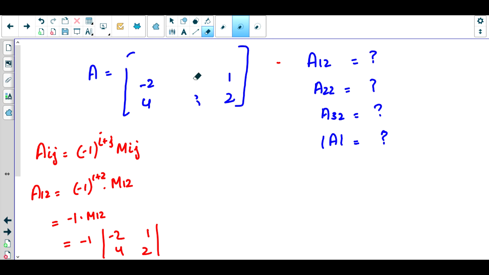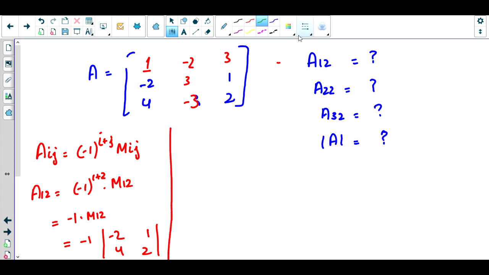let us go back to the question. Let me fix it. It's 1, -2, 3, -3, and this one is 3, 1, 2. Now we'll find cofactor a22. a22 is going to be (-1)^(2+2) into, first let me write the equation, then we will solve it. It's always good to do the steps. M22, so (-1)^4 is positive, so it's equal to M22.